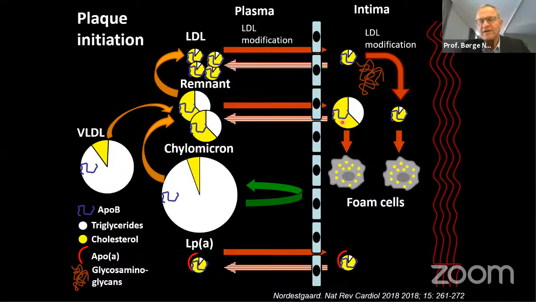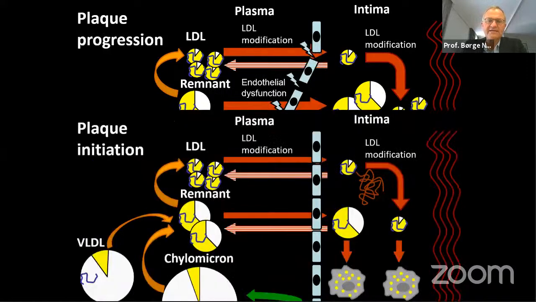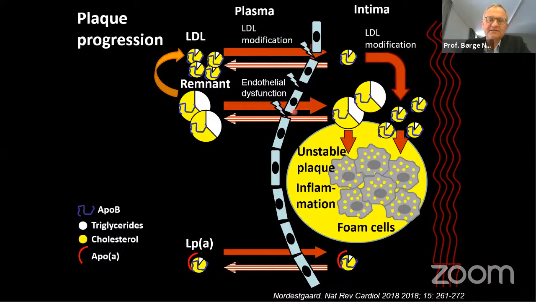However, the triglyceride-rich remnants can directly be taken up to produce foam cells. As this keeps developing with more and more LDL and remnants in plasma, maybe because endothelial dysfunction can also help more entrants come into the arterial wall, then these fractions will lead to more and more foam cells, more and more atherosclerosis, unstable plaques with inflammation, particularly from the triglyceride-rich lipoproteins.